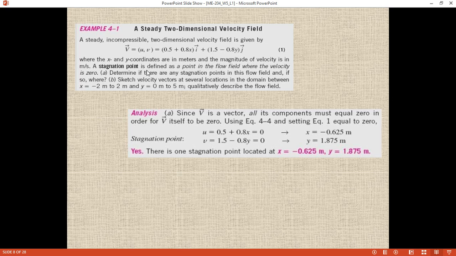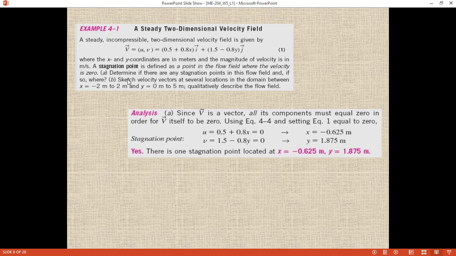A stagnation point is defined as a point in the flow field where the velocity is 0. This is the definition of the stagnation point. We will discuss the stagnation pressure and stagnation point later on. Part A: determine if there are any stagnation points in this flow field, and if so, where. We have to determine the coordinates. Part B: sketch the velocity vectors at several locations in the domain between x equals -2 to 2 meters and y equals 0 to 5 meters. Qualitatively describe the flow field.